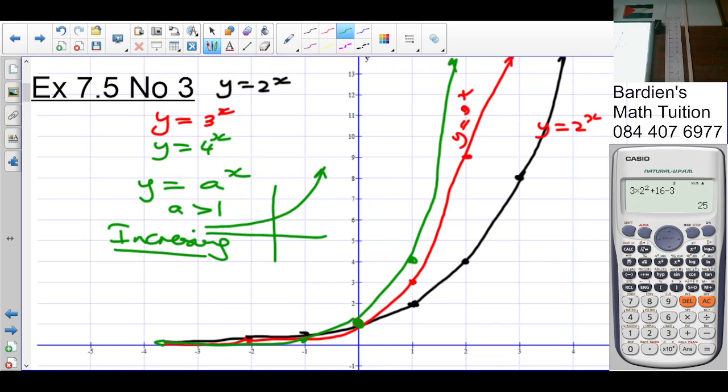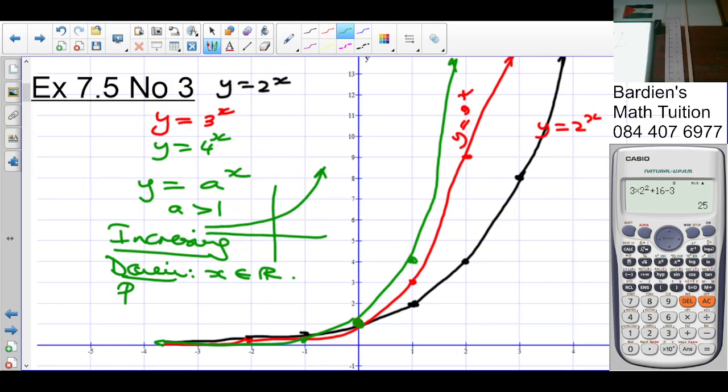Why? Because as x increases, the value of y increases. What's the domain of this graph? The domain of all these graphs is the same, and the range is also the same. So what is the domain of this graph? Negative infinity to positive infinity. x is an element of all real numbers.